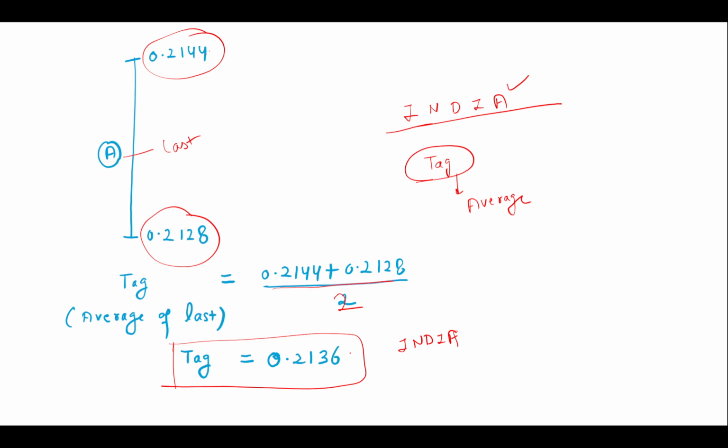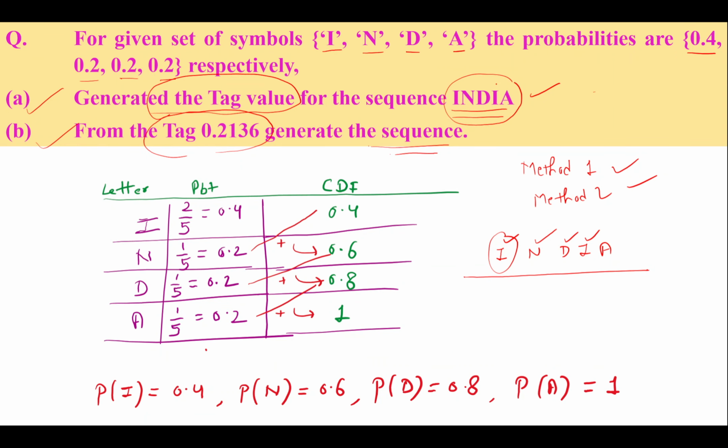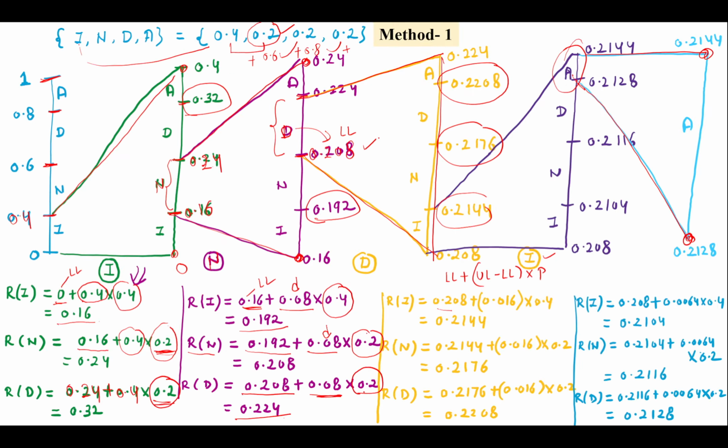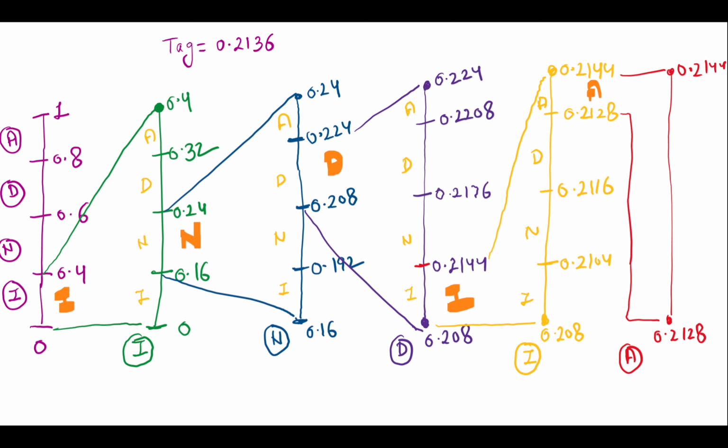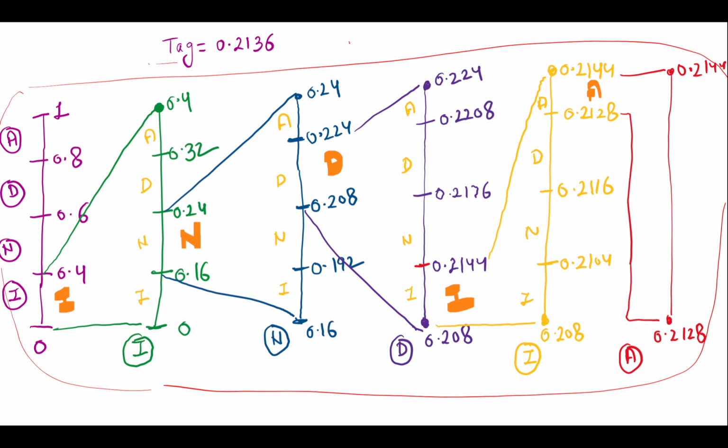0.216. Okay, so if you come to the second part, here in this second part the tag value given is 0.2136. From this tag value, we are going to generate the sequence. So we have already done all these calculations from this formula: lower limit plus upper limit minus lower limit, multiplied by the probability. So we have done all these calculations.